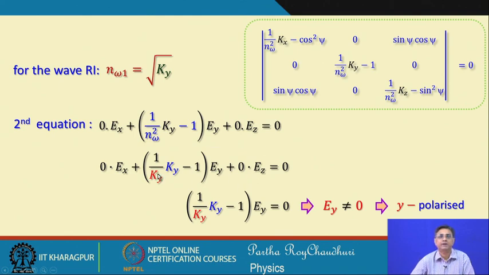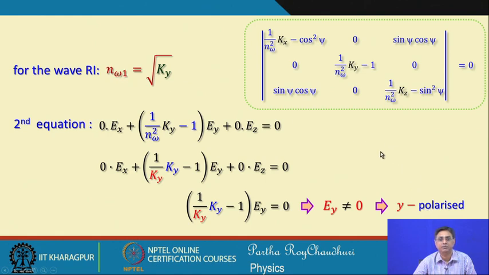That means, when the wave sees a refractive index which is due to the refractive index of the medium along the y axis, then the u y field exists. So, it is the direction of the electric field that decides the refractive index of the medium that is seen by the wave when travelling along that medium. So, this wave u y, which has a corresponding refractive index n omega 1, is y polarized.